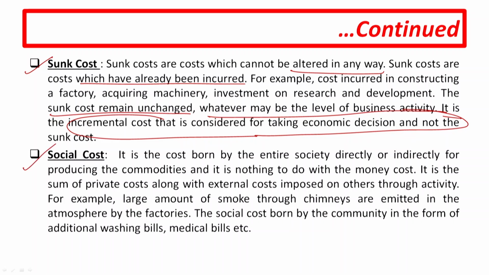Social cost. It is the cost borne by the entire society directly or indirectly for producing the commodity, and it has nothing to do with the money cost. It is the sum of the private cost along with the external cost imposed on others through activity. So social cost is the overall cost that is borne by the society. That is why the name is social cost. It basically means the private cost which we are actually facing and the external cost imposed on others.